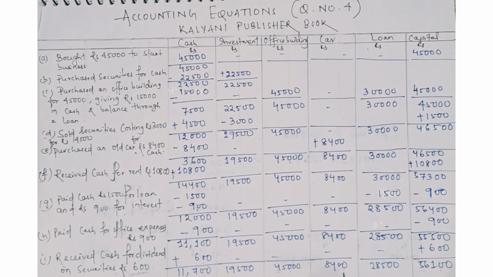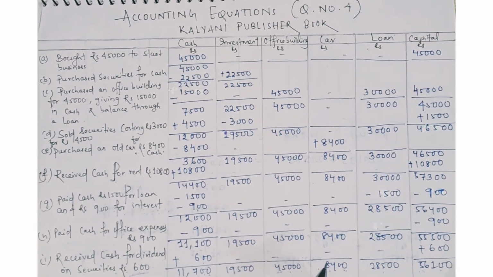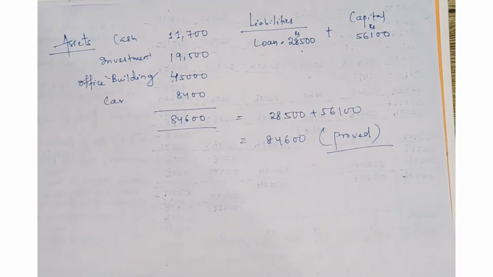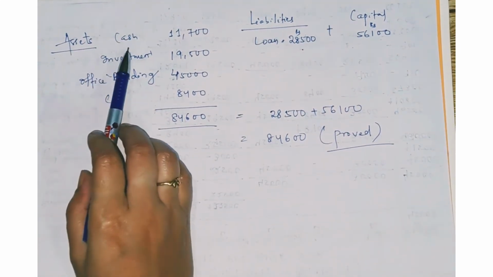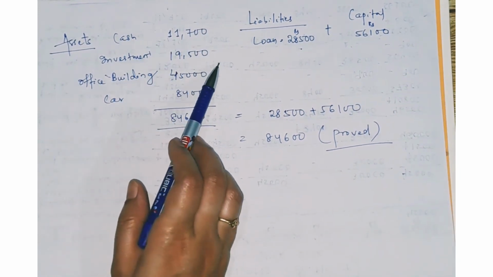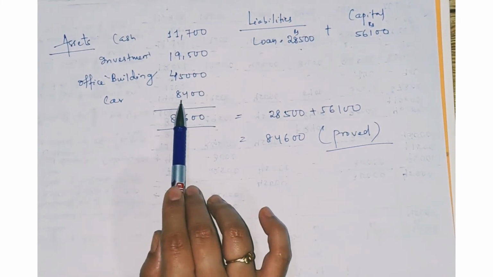Okay. So now our assets are cash of rupees 11,700, investment is 19,500, office building 45,000 and car is 8,400. All these assets will be added, and similarly the liability and the capital will be added. And if we see that asset is equal to liability plus capital, then our accounting equation is proved. Now see how it will be done. See here, assets cash of rupees 11,700, investment 19,500, office building 45,000, car 8,400.